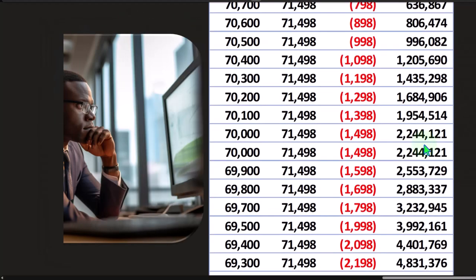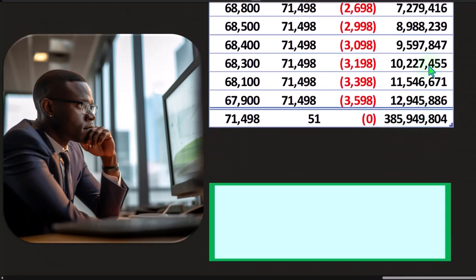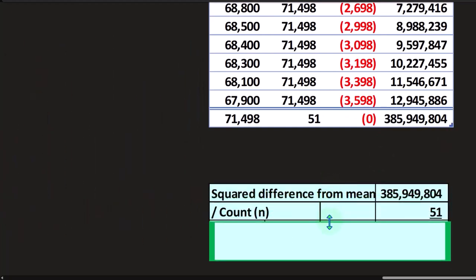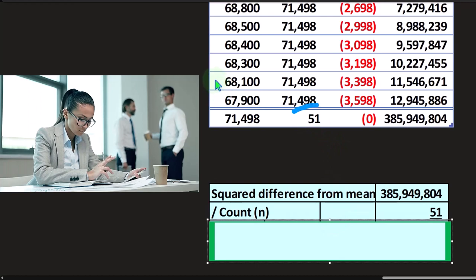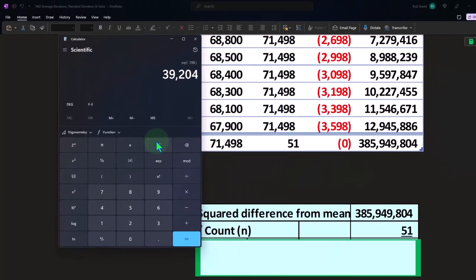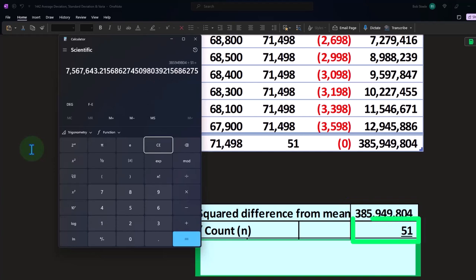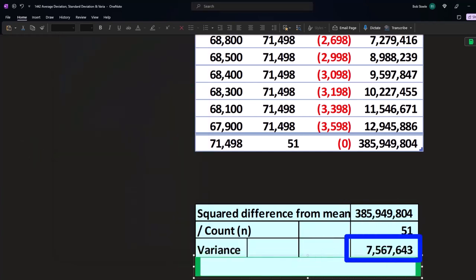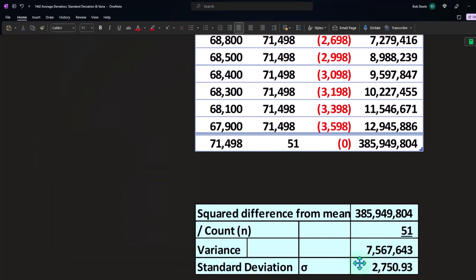So now I can add all those up, and if I sum up all of this data, I get to a much larger number, but at least it's positive. And if I take that number and divide by the count, this is how many rows there are. So if I take this, and again, it's rounded, 385,949,804 divided by the count of 51, we get to this 7,567,643.